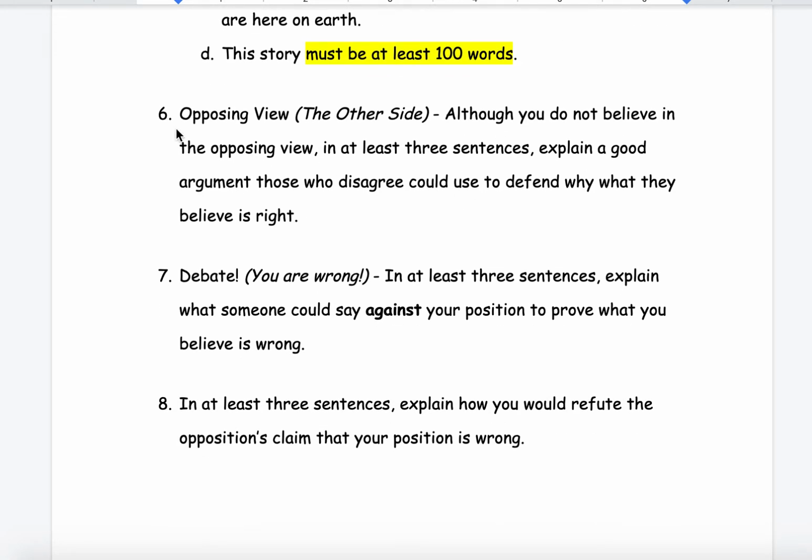Number 6. Next to number 6 on your document, it's time to address the opposing view. Think of the other side, okay? Any good argument has two sides, although you do not believe in the opposing view. So let's say you say there is no purpose for us being here. Well, there are people who believe we have a purpose. So if you say there is no purpose, I want you to think of the people who believe there's a purpose. In at least 3 sentences, explain a good argument those who disagree with you could use to defend why what they believe is right, okay?